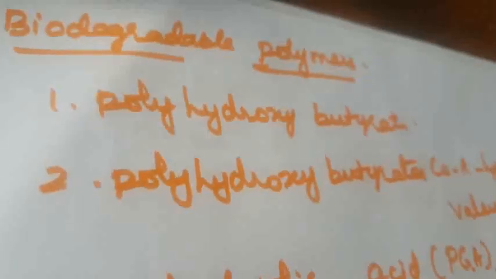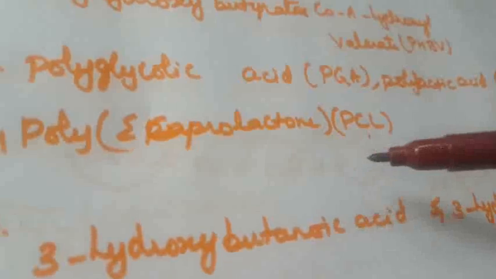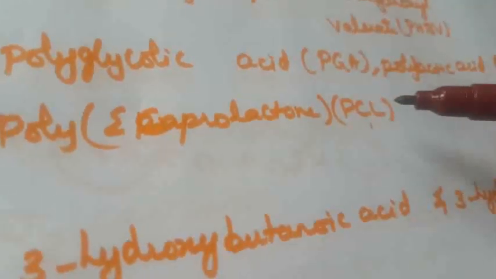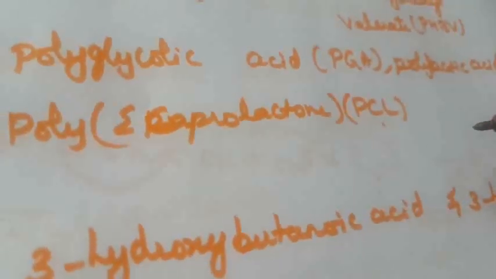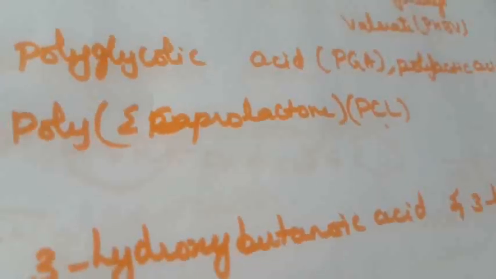What are the biodegradable polymers? First one is polyhydroxybutyrate, and the polyglycolic acid, and the polycaprolactam, and PCL. Among these biodegradable polymers, in the medicinal field they are used as surgical sutures, plasma substitutes, etc.